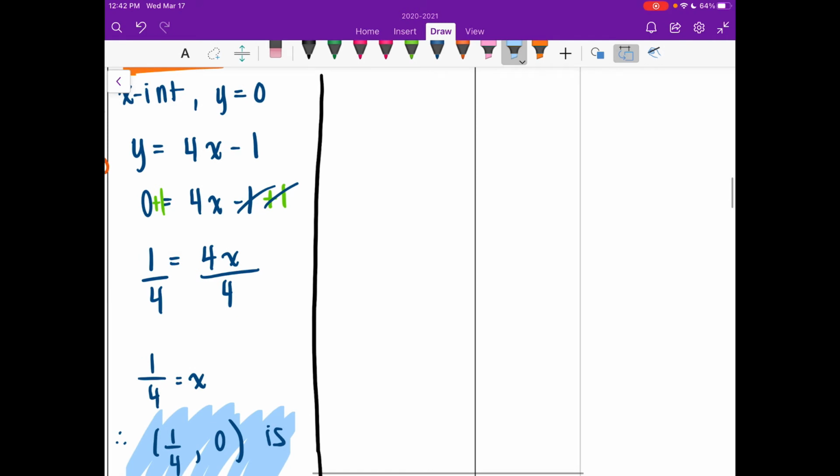Okay, let's try the same logic with the y-intercept, right? So I'm just going to make this orange, right? So I have y equals 4x minus 1, and this one's actually pretty easy because I know that for the y-intercept, x is equal to 0, right? So x is equal to 0.